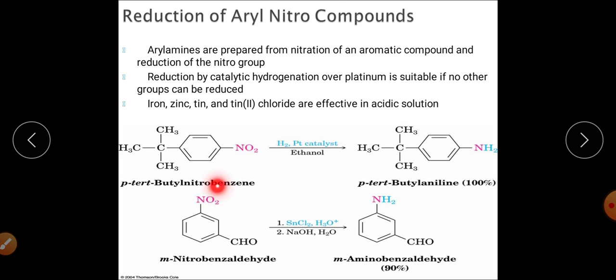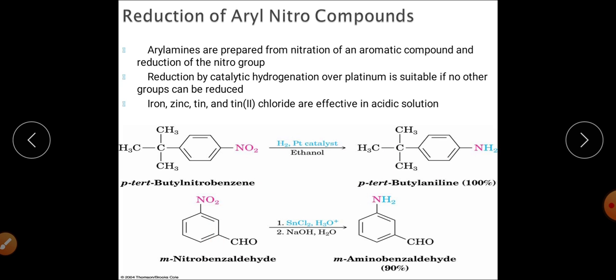For example, in this picture you can see that this is a case of para tert-butyl nitrobenzene, and on catalytic reduction, that is reduction in presence of platinum catalyst in ethanolic solution, it will get converted into para tert-butyl aniline, and you can see that the yield is excellent in this case, right? So it can be converted directly.